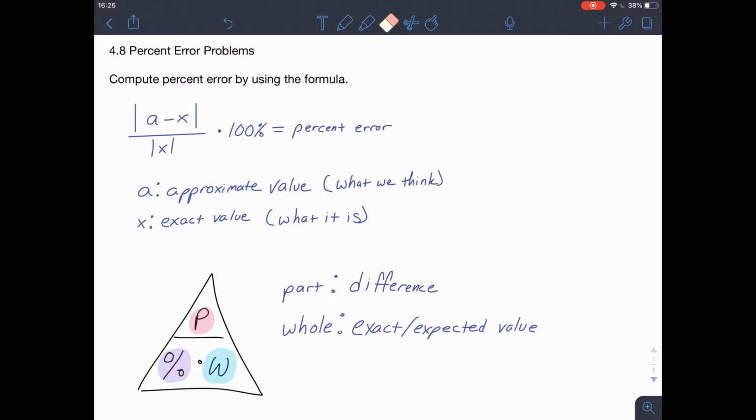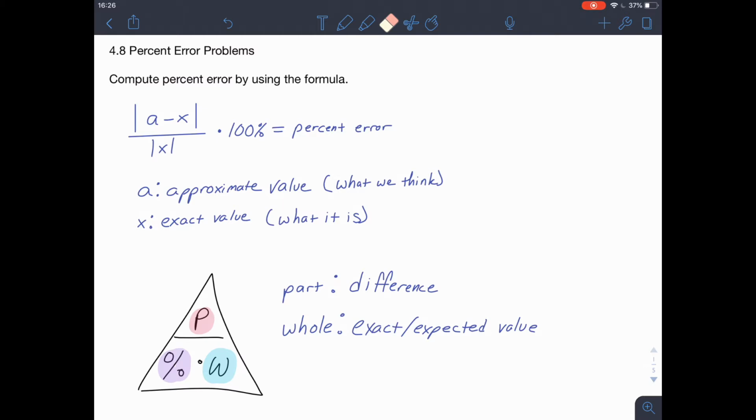In this video, we're looking at Lesson 8, Percent Error Problems. Our learning goal is to make sure we can compute percent error by using the formula. Our formula here is the absolute value of the approximate value minus the exact value, divided by the absolute value of the exact value, times 100%. This will help us to master Standard 7 RPA 3. Use proportional relationships to solve multi-step ratio and percent problems.